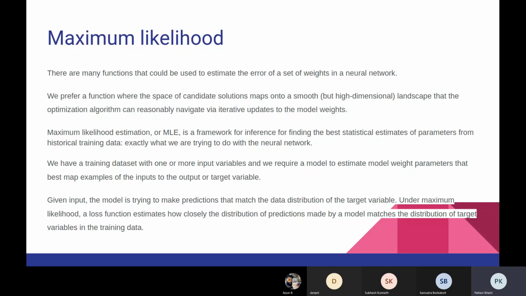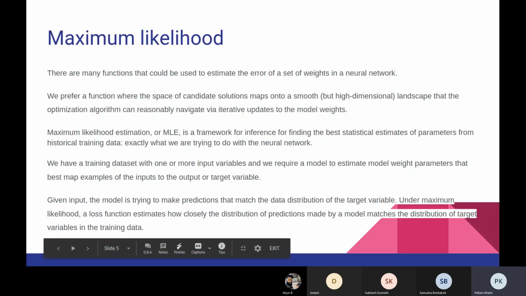Now, as I said, there is some probability distribution in the prediction, and there is some distribution of the probability in the training data. How different these two distributions are, is the estimate given by the loss function. So basically, I tend to minimize the losses, that is, the difference between what I am getting and what I should actually get.